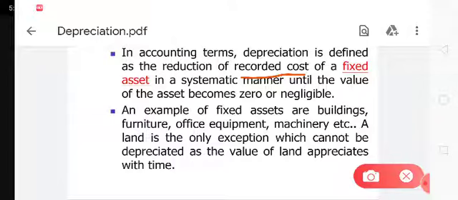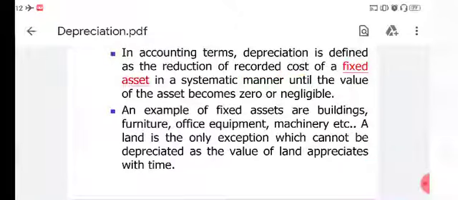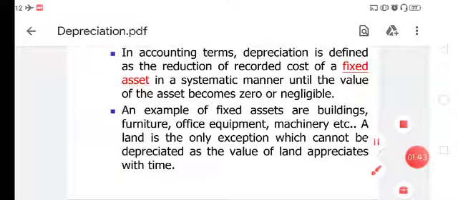At that time you have to record the value of that asset in your books. So whenever you purchase a fixed asset, you have to record it in your books in a systematic way, until the value of the asset becomes zero or negligible. Clear? That is depreciation. You have to charge it in a systematic way, by year, by six months, half yearly, or quarterly. That depends from business to business on what method they adopt from time to time.